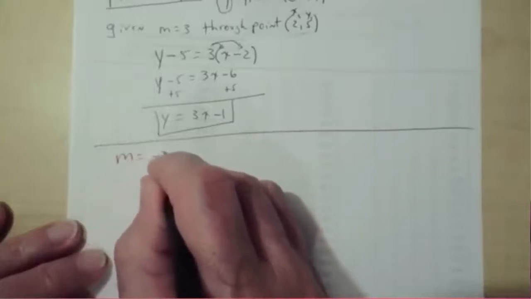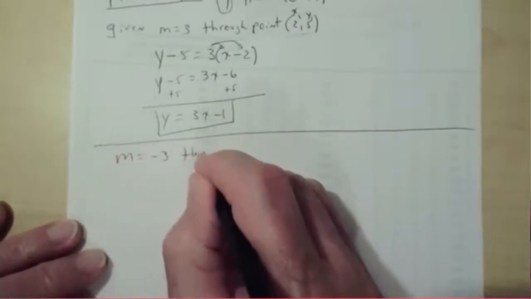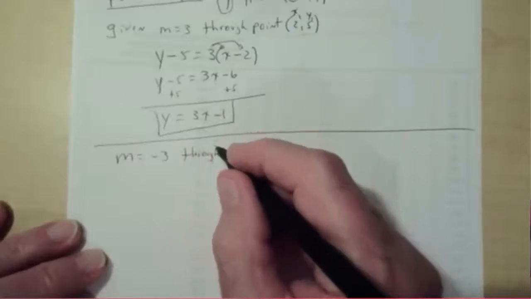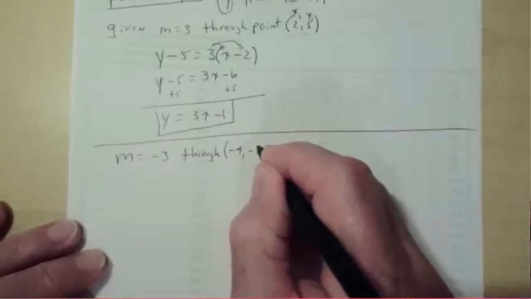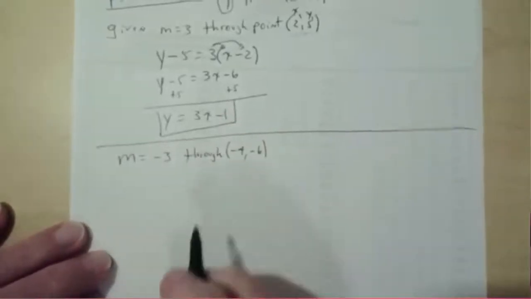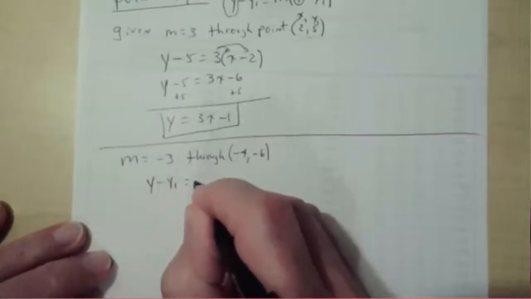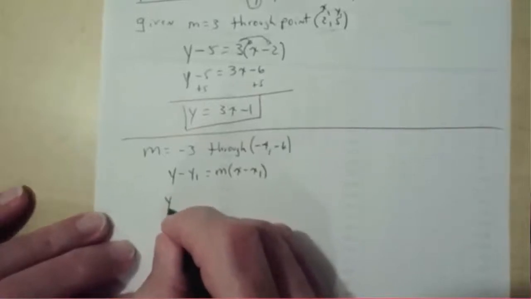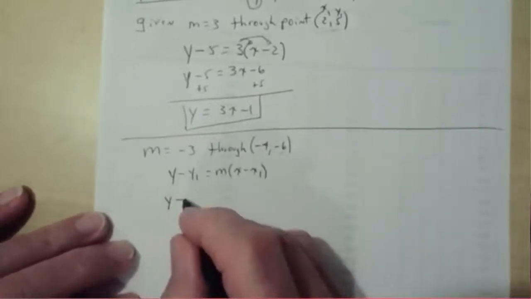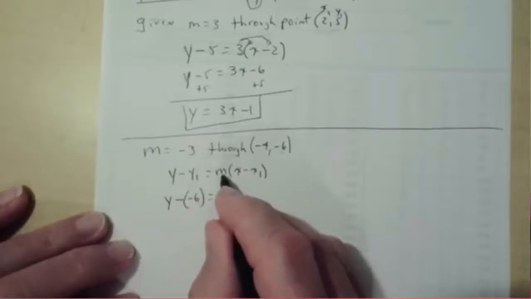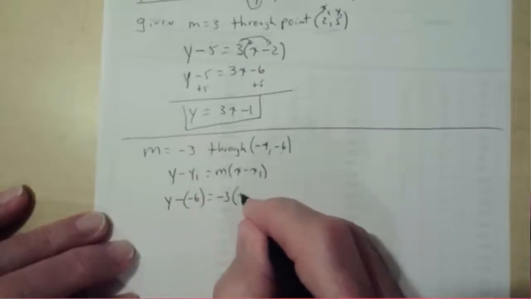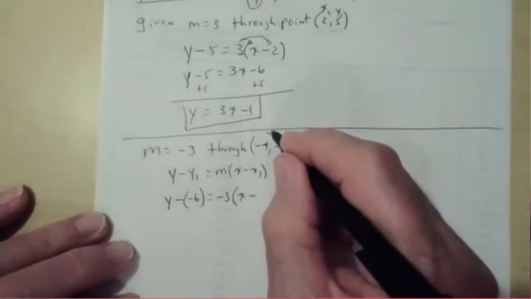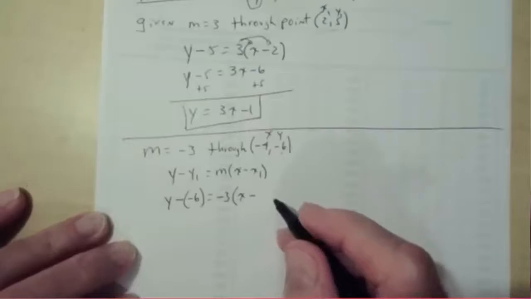If you get that the slope is negative 3, through, R-O-U-G-H, through the point negative 4 comma negative 6. Again, y minus y1 equals m open x minus x1. Okay, so we have y minus y1 is negative 6 equals our slope is negative 3 open x minus, and our x, remember these are always in the form xy, minus negative 4, closed and closed.